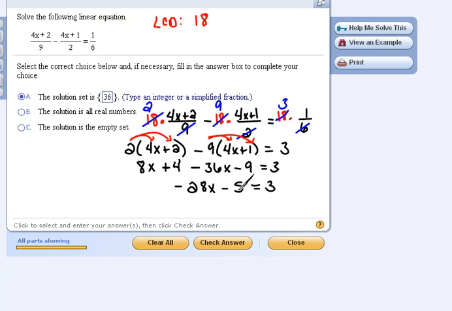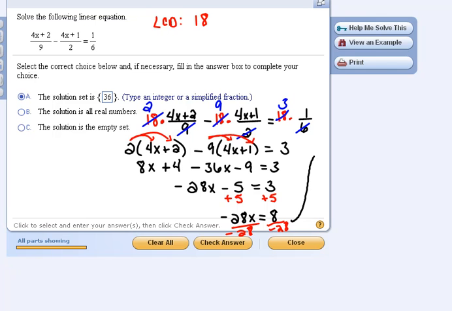And now we can go ahead and move the 5 over to collect those like terms. Those are both just plain numbers. In order to remove it from the left-hand side, we have to do the opposite, which would be a plus 5. We're going to do that to both sides. So now we have minus 28x equals 3 and 5, which is 8. And then, in order to get the x alone, we have to do the opposite. Right now x is being multiplied by negative 28, so the opposite of that would be to divide by negative 28.